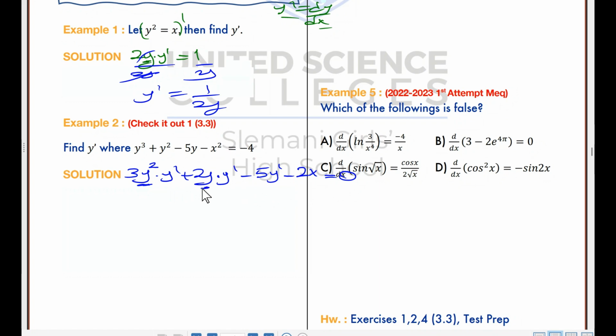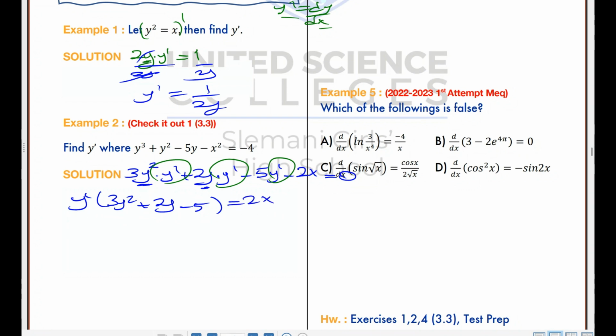Now I have y primes all over the equation. Here y prime, here y prime, here also y prime. So I'll collect these y primes. Take y prime as a common factor, put the remaining inside the bracket. 3y squared from the first term, from the second term 2y, last term negative 5, and negative 2x has no relation with y prime, so we can move it to the other side of the equation.